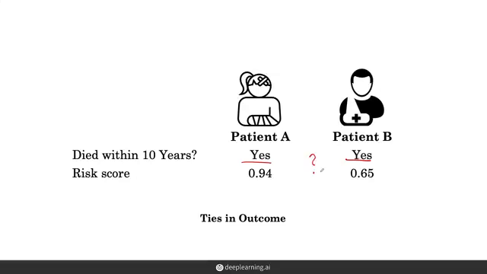Thus, in the evaluation of prognostic models, we only consider pairs where the outcomes are different. A pair where the outcomes are different is called a permissible pair. It's with such pairs that we can evaluate prognostic models.